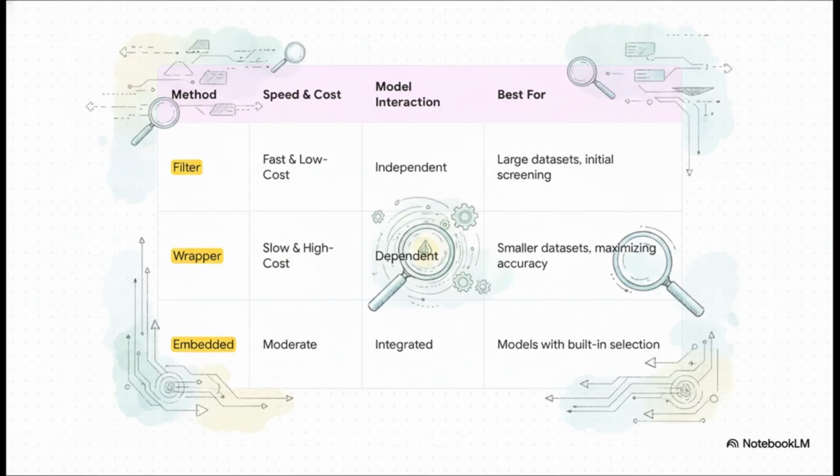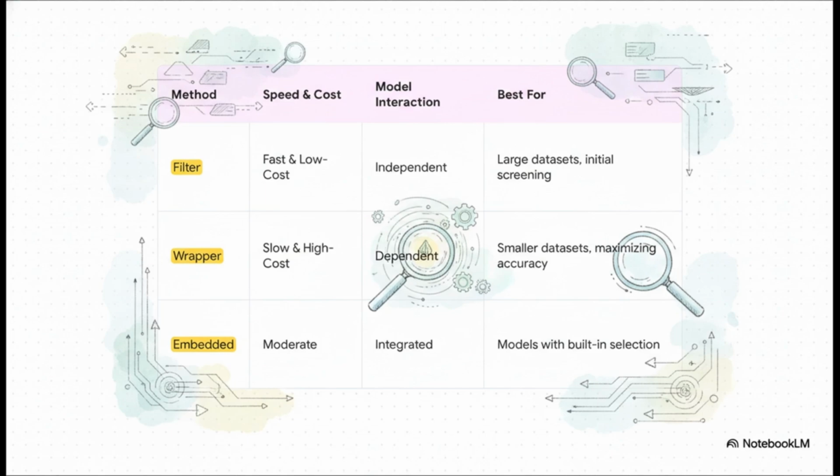Okay, so let's put it all together real quick. Filter methods, those are your fast, low-cost initial scan, perfect for huge data sets. Wrapper methods, they're slow and expensive, but they can give you the best possible accuracy, especially on smaller data sets.